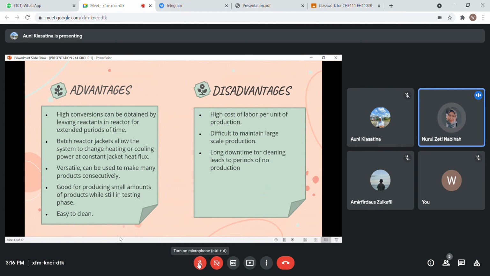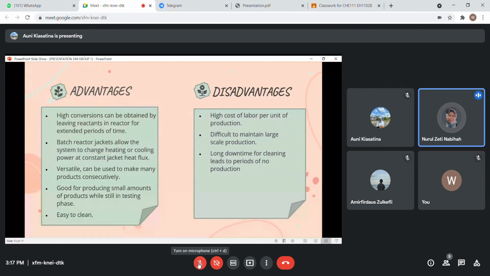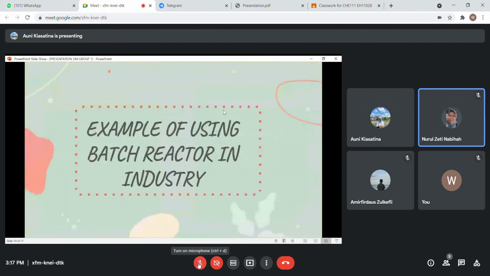For the disadvantages of the batch reactor, it has a high cost of labor per unit of production. It is also difficult to maintain large-scale production, and long downtime for cleaning leads to periods of no production. And I will pass it to Auni.